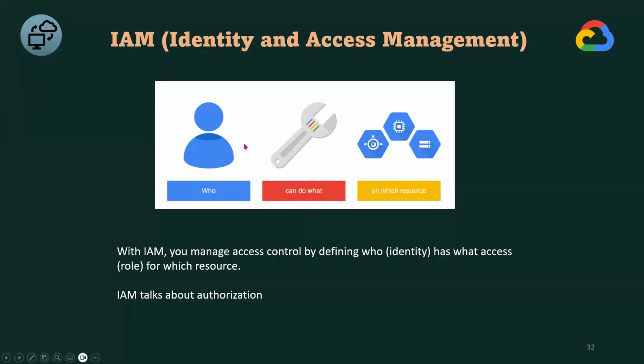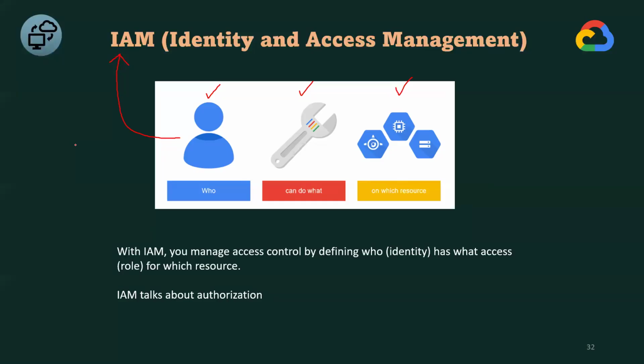For example, you see here, sir, you are trying to access this service for doing some action. Are you authorized to do that? If you are not authorized, someone has to make you authorized. That can be done with the help of IAM. Who can do what on which resource? IAM talks about authorization in simple words. IAM tells about who can do what on which resource.